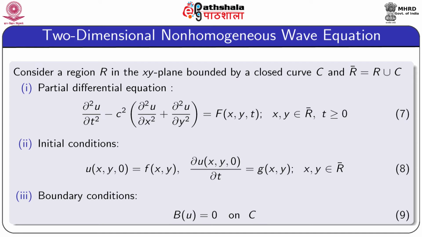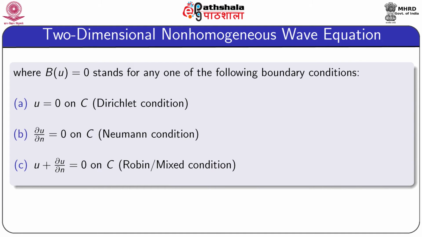Here the boundary condition B may be any type of boundary condition. It may be a Dirichlet condition, in which case u is equal to 0 on C. If it is a Neumann condition, then the normal derivative of u, that is del u del n, equals 0 on C. Or it may be a mixed type boundary condition, in other words a Robin condition, for which u plus del u del n equals 0 on C.